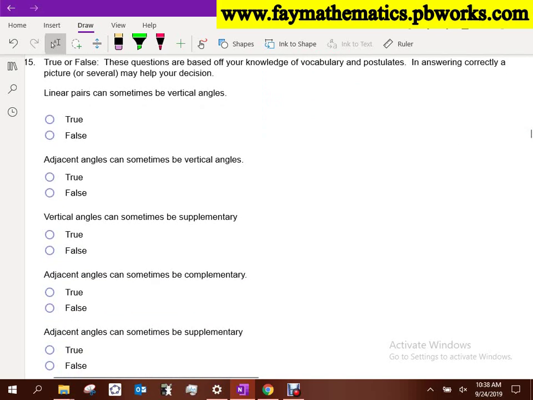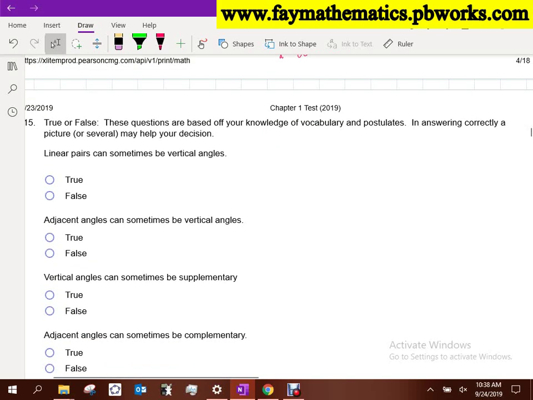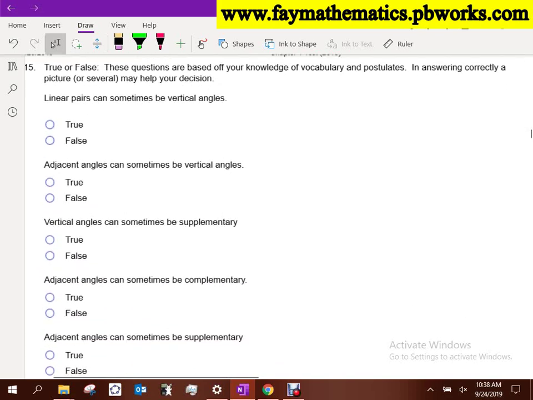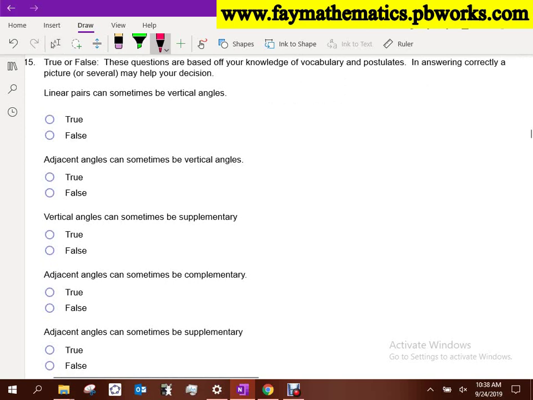All right, so these questions are understanding of vocabulary and postulates. It says linear pairs can sometimes be vertical angles. A linear pair are those angles there. Okay, angle 1 and angle 2. You have to form this straight angle. Okay, they have to be adjacent. There is no way that they can be, because they have to be adjacent. If you understand what our definition of linear pairs is, they have to be adjacent.